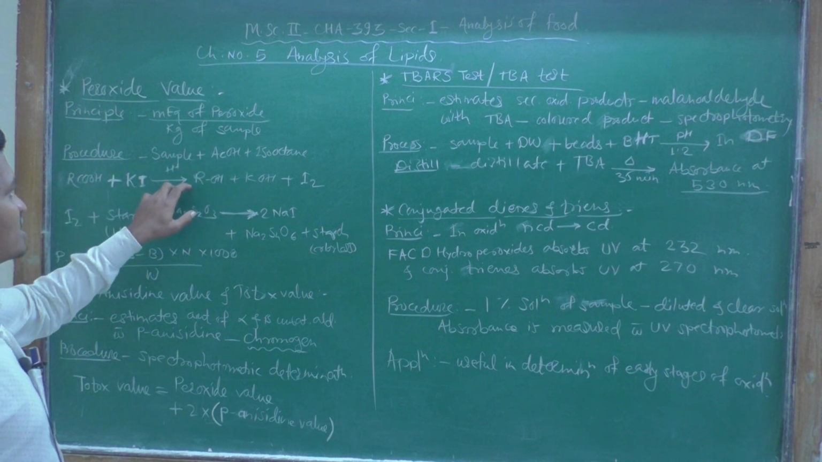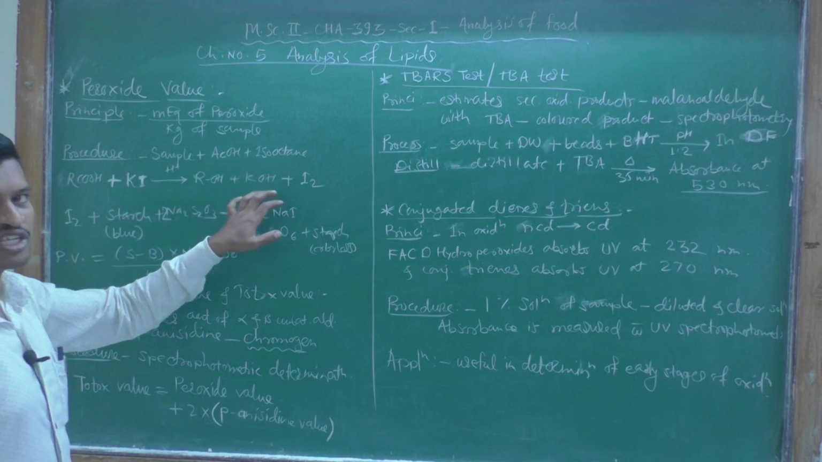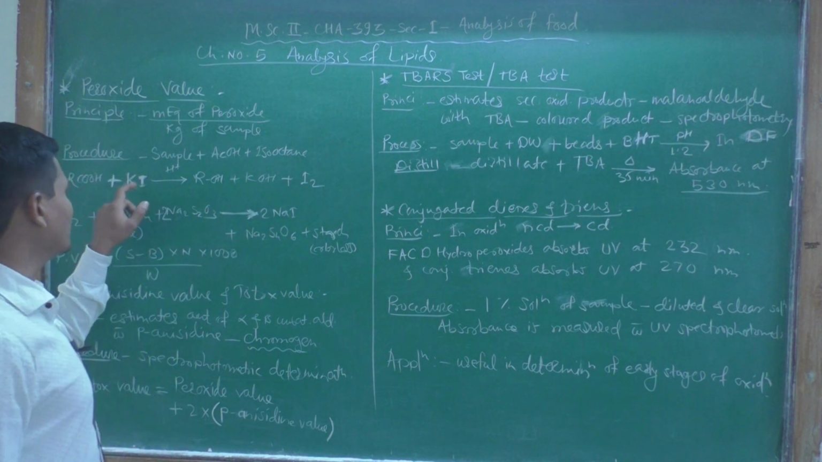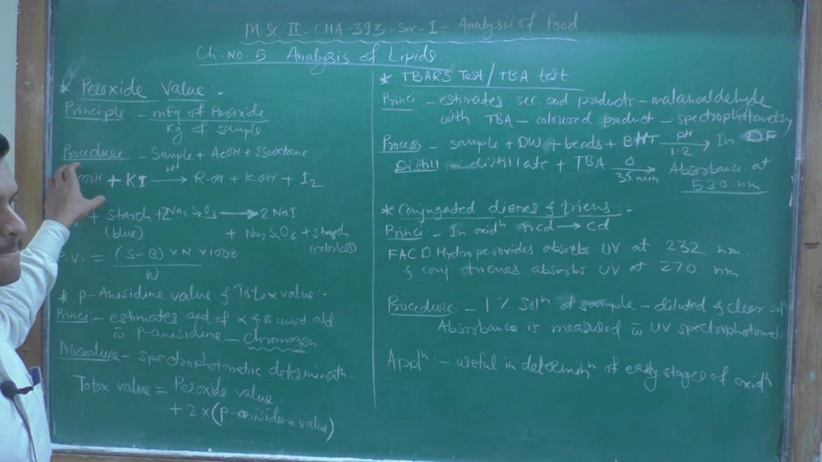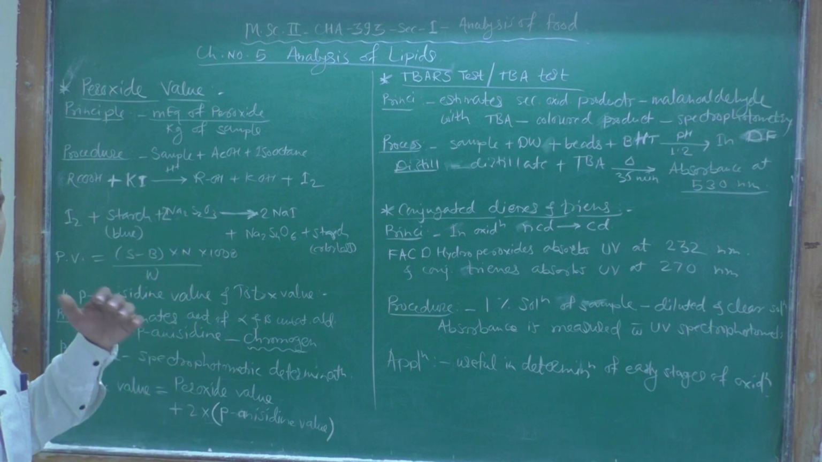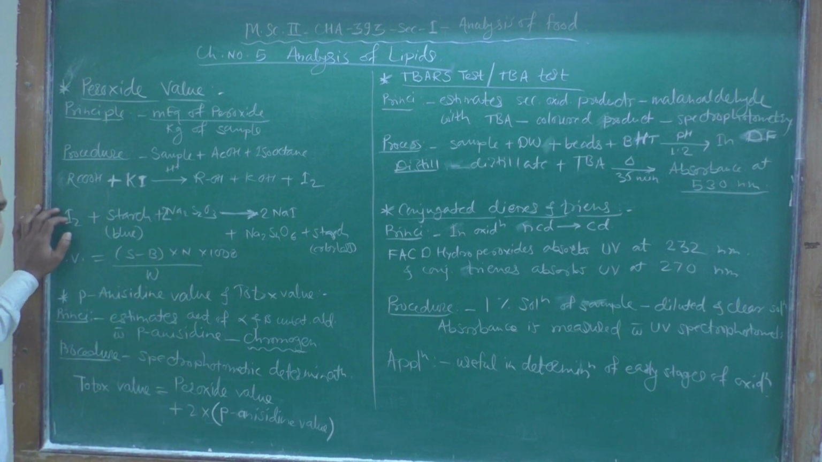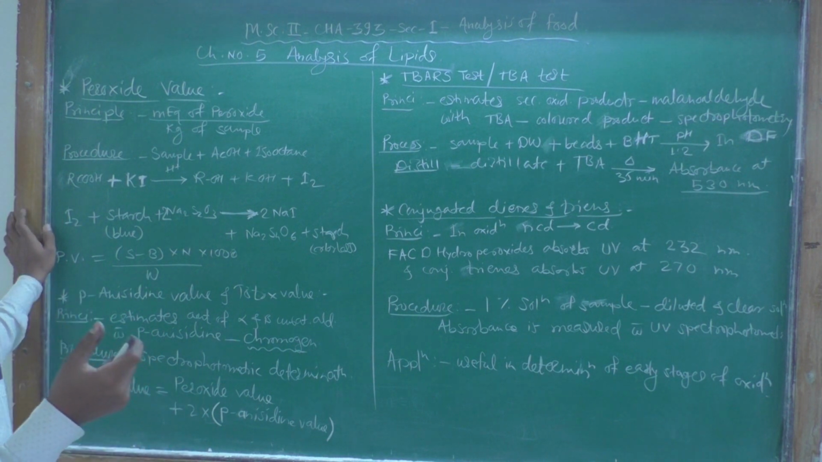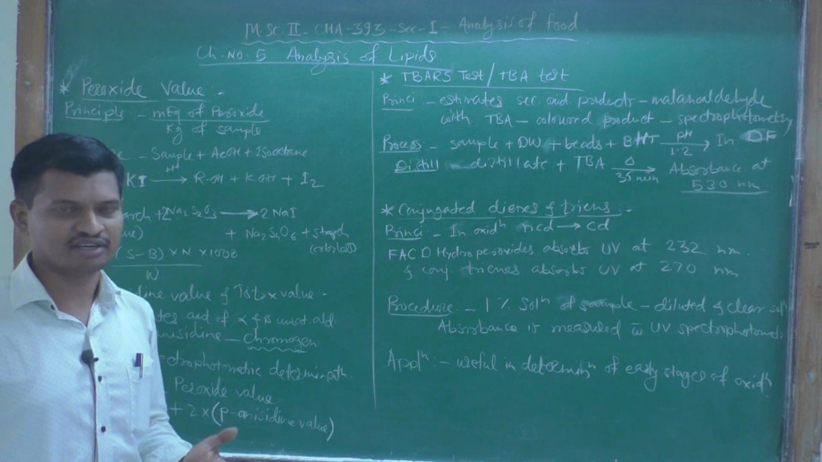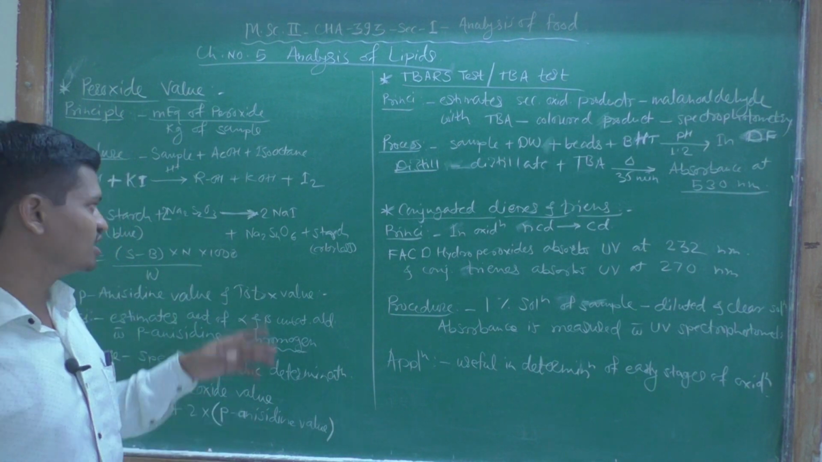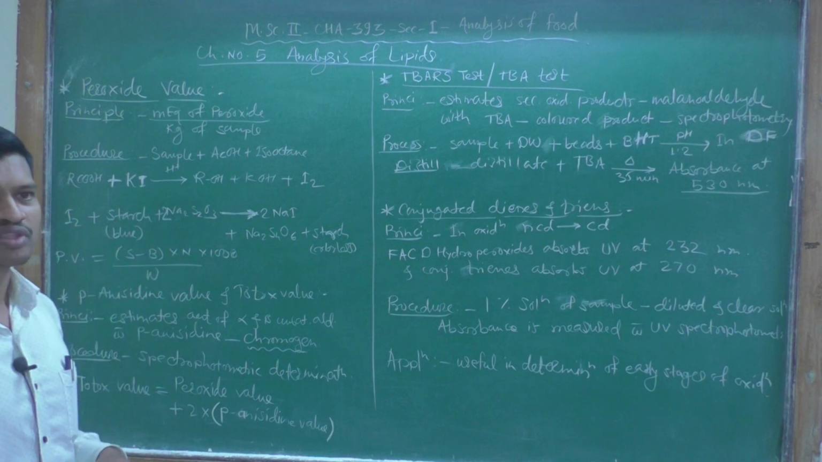ROH, that is alcohol, and KOH, that is potassium hydroxide, are formed, and iodine is liberated from this reaction. Then this liberated iodine is titrated. So this is a titrimetric analysis, just like a redox titration, and it can be used to determine the peroxide value of the lipid sample. The liberated iodine is titrated against the sodium thiosulfate titrant, Na2S2O3, and the indicator used is starch.